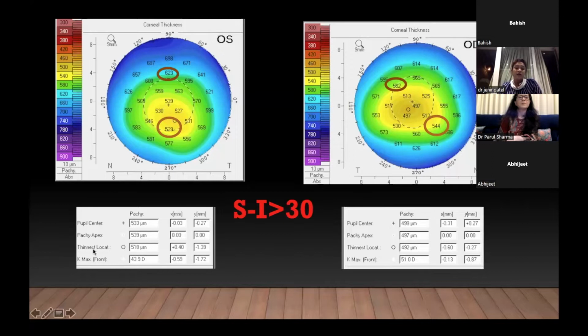Again, if we look at the y coordinate here, it shows a displacement of minus 1.39. But when you look at the thinnest location in this particular map, it is showing us only minus 0.27. That means there is not so much of a displacement yet when you're looking at it from the point of view probably of pachymetry effect. There is a displacement in the left eye, but the right eye is not showing us a vertical displacement as yet.